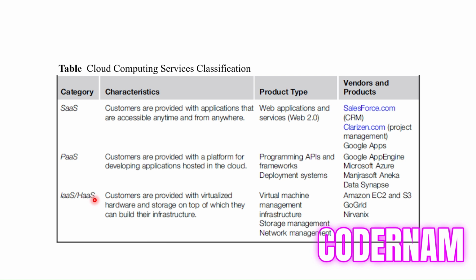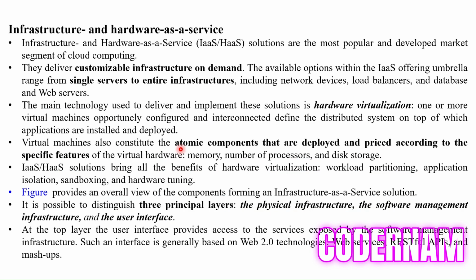So next comes the infrastructure or the hardware as a service. Customers are provided with the virtualized hardware and storage on top of which they can build their infrastructure. Virtual machine management, infrastructure, storage management, network management, and some of the examples here are Amazon EC2 and S3, GoGrid, and etc. So if you consider infrastructure and hardware as a service, then they are the solutions that are the most popular and developed market segment of cloud computing.